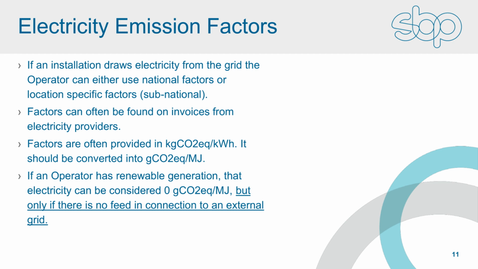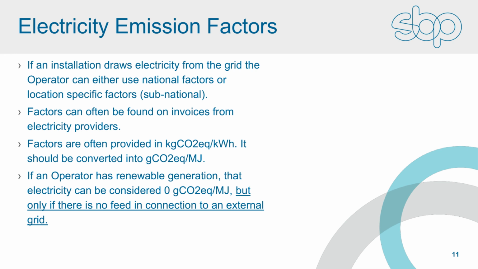A note specifically on electricity, because it trips people up. If your installation draws electricity from the grid, you can use either a national emission factor or a location-specific one, depending on what's available. Factors are often published by national grid operators or appear directly on your electricity invoice. Be careful with units. Invoices typically show kilograms of CO2 equivalent per kilowatt hour, but the calculation uses grams of CO2 equivalent per megajoule, so a conversion is needed.